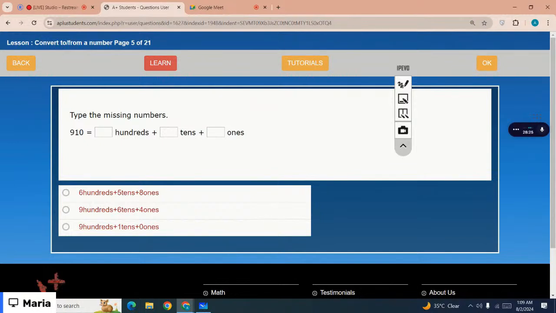The correct option is option number 3. 900s, 10s, and 0 ones. Option number 3 is the correct option.